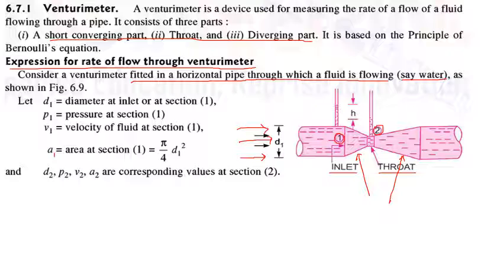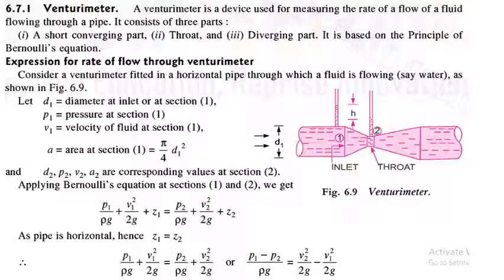And H is marked here. H is the difference in pressure between points 1 and 2. That is the pressure difference in pressure head or difference in pressure energy. And if we consider section 2, the same notations are there. D2 for diameter, P2 for pressure, V2 for velocity and A2 for area of cross section.